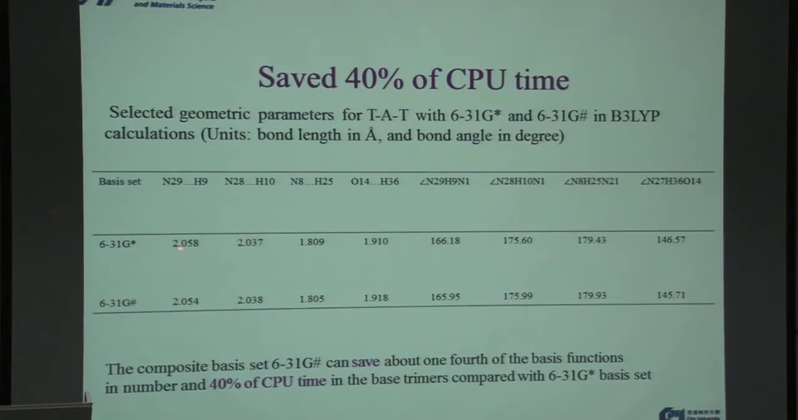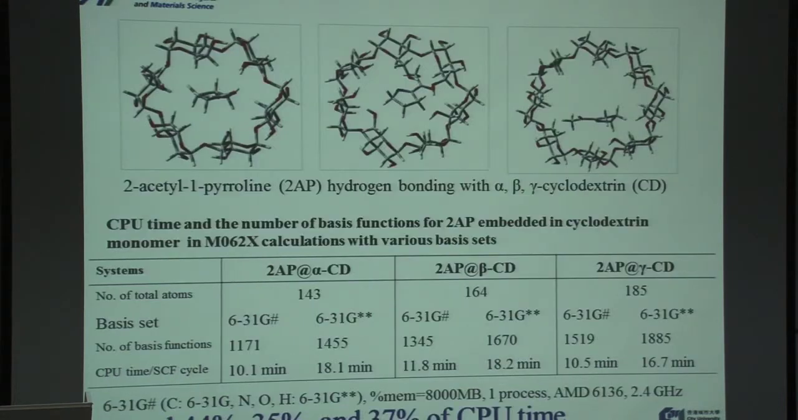So, geometry parameters. You can see this is the one from 6-31G star. For different parameters, the difference is very small. The CPU time for this larger one is actually much reduced. We can see this is 40% of the CPU time. We have recently optimized those three molecules, on the request of my collaborator in Thailand, who is studying this molecule. You can see that we can save a lot of CPU time for this kind of molecule.